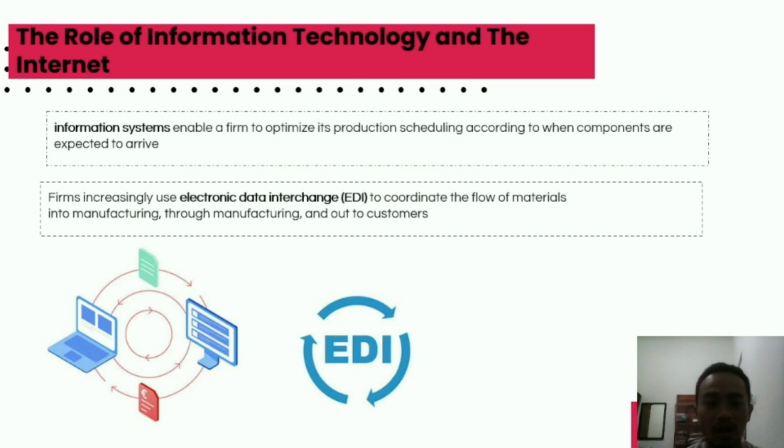So by locating component parts in the supply chain precisely, a good information system allows the firm to accelerate production when needed by pulling key components out of the regular supply chains and having them flown to the manufacturing plants. Firms can also increasingly use electronic data interchange to coordinate the flow of materials into manufacturing, through manufacturing, and out to customers. EDI systems require computer links between a firm, its suppliers, and its shippers, and sometimes customers are also integrated into the system.